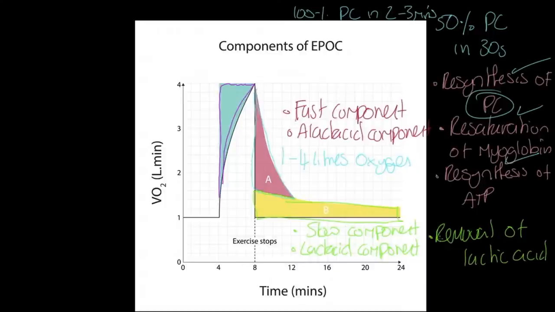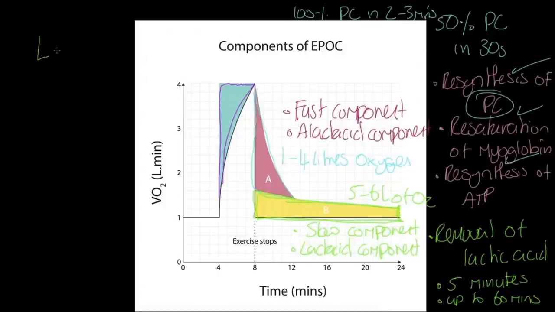Now, I'd just like to spend a few moments saying, well, what happens to this? In fact, before I do that, let me just give you a couple of other details. It's usually around about 5 minutes for this to happen, but it can be up to 60 minutes. So this can take a little while. And the other thing is that this requires more oxygen than the fast component. We expect this to be 5 to 6 liters of oxygen for that process to actually be undertaken. So we've got that slow component.